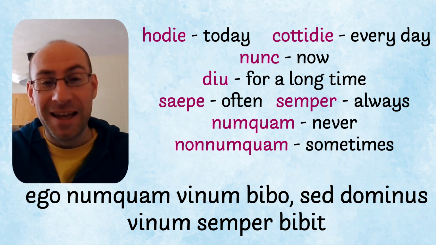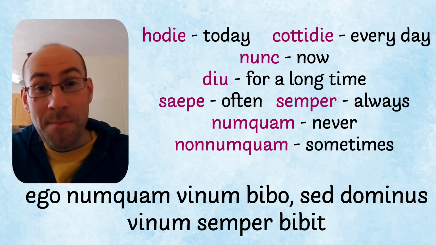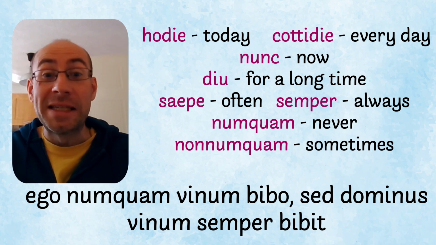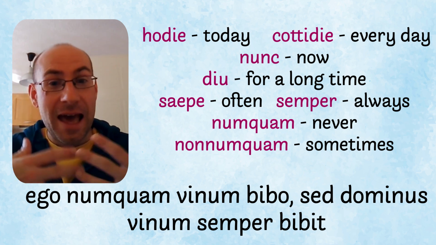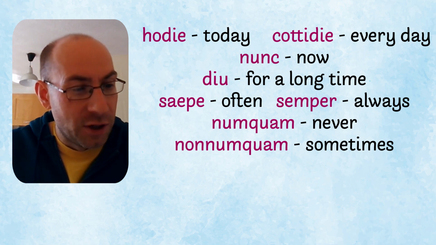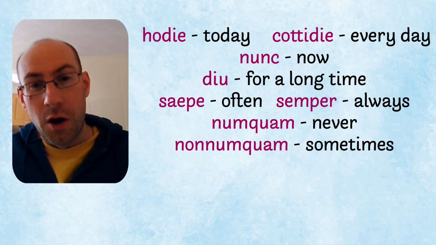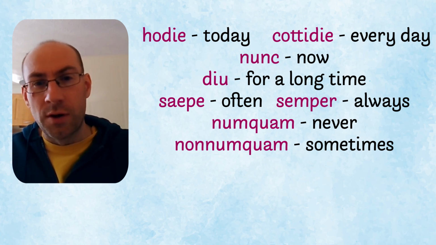So we've got hodie, today. Quotidie. That's another nice one. Sed dominus semper vinum bibit. Quotidie vinum bibit. Ego numquam vinum bibo. Bibo, for I drink. The slave, masculine, sometimes works in the garden, sometimes not never.